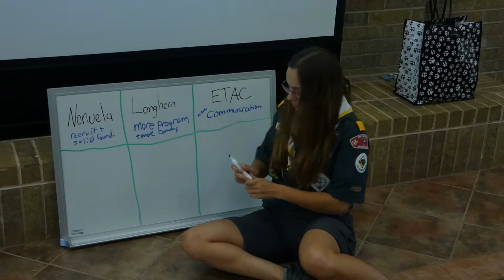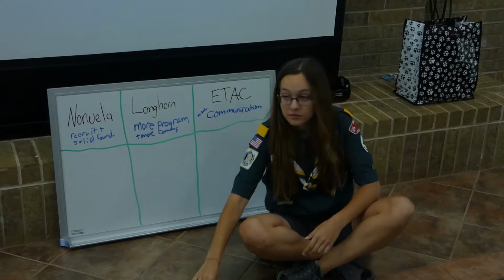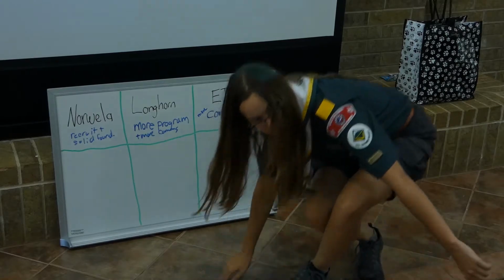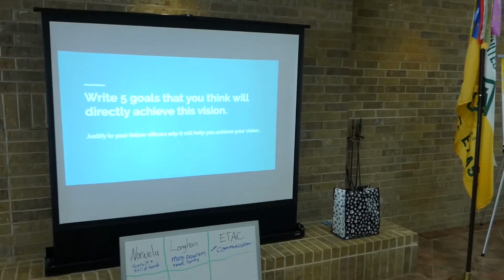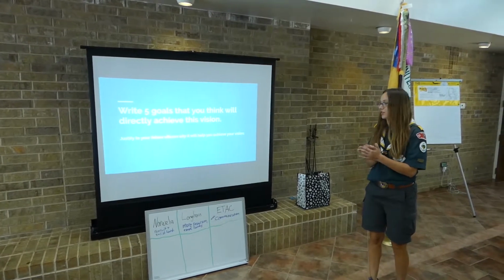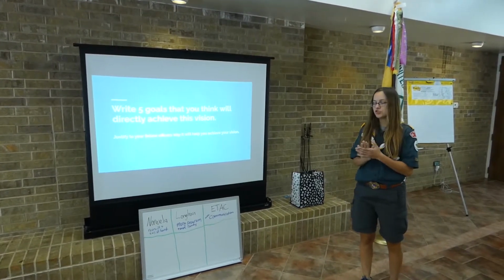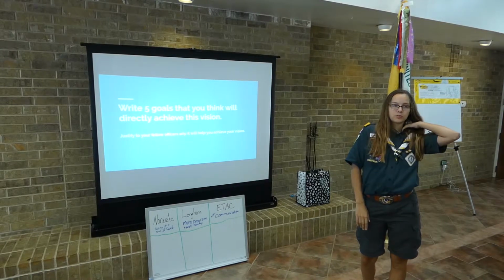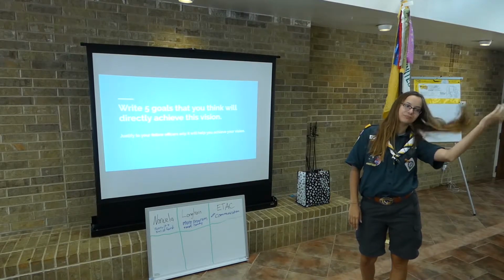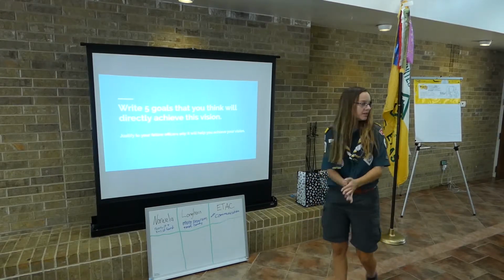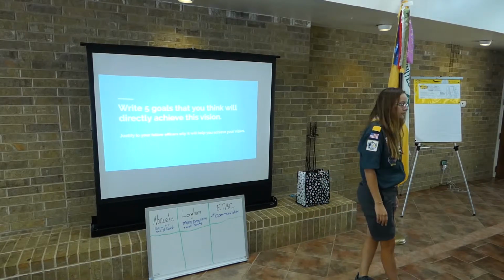We're going to have the goals in here. Write 5 goals now that you think will directly help you to achieve this vision. Shouldn't it be SMART goals? They should be SMART goals, but we're going to elaborate on them. Make them SMART. If you don't know what SMART is: specific, measurable, attainable, relevant, timely.